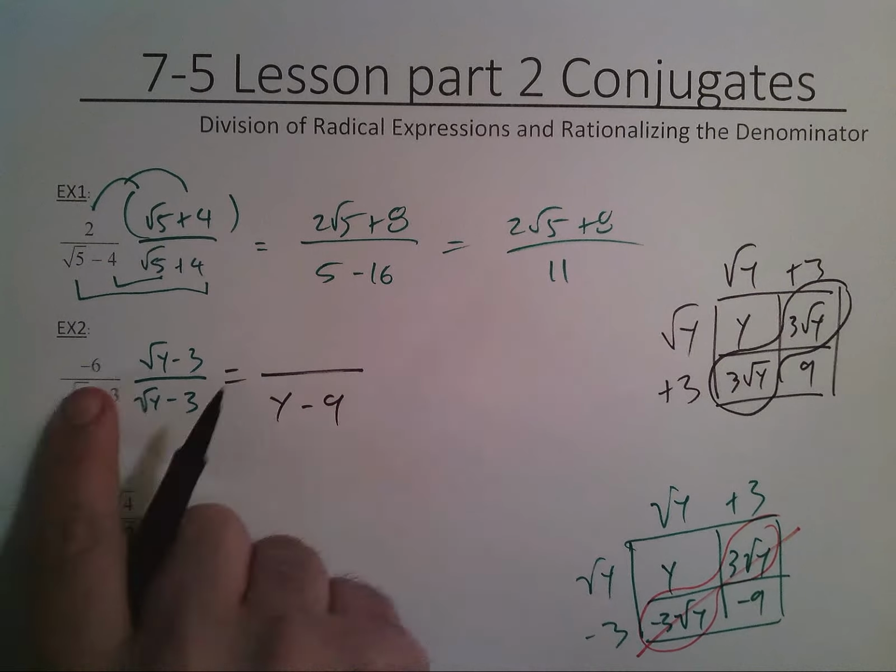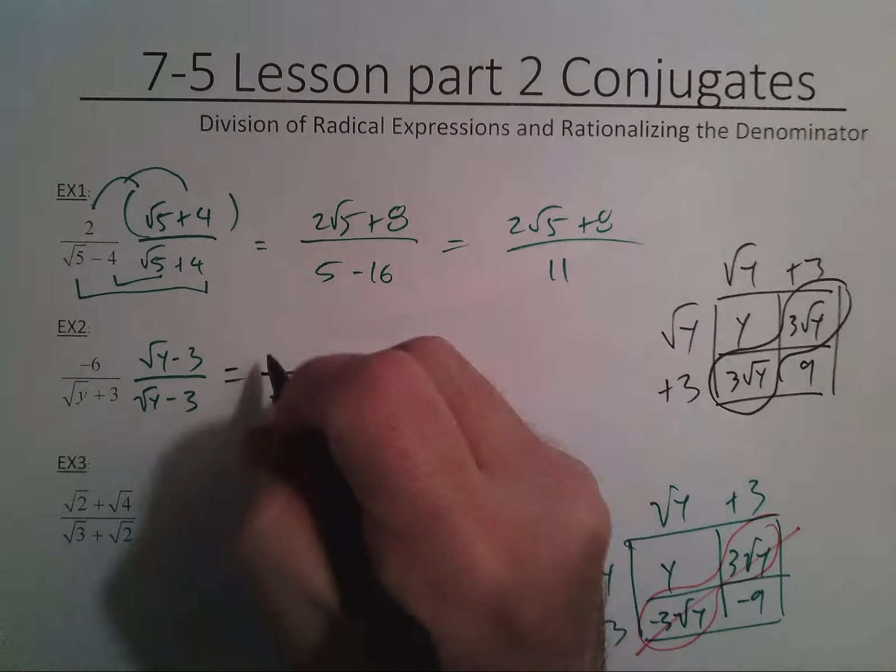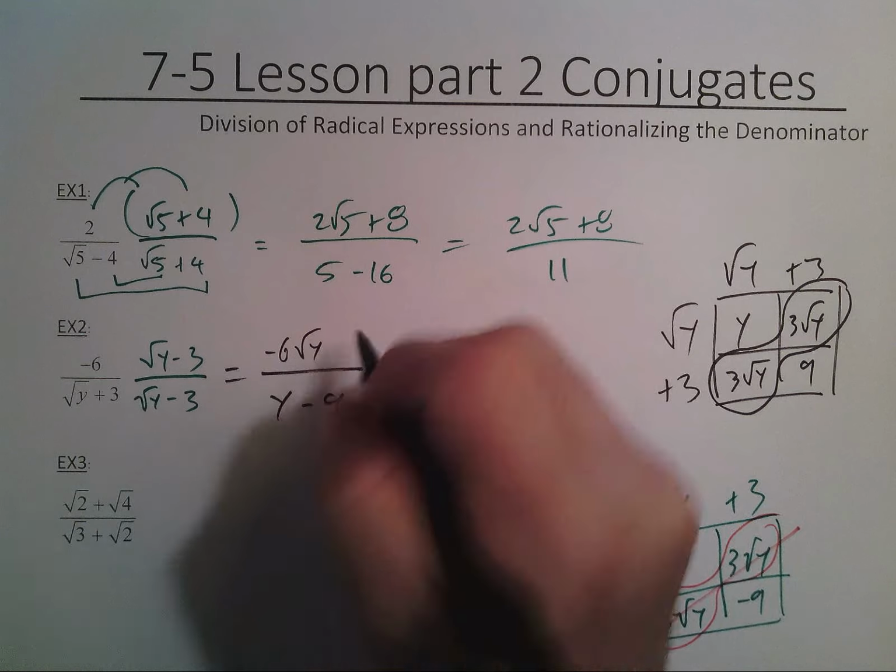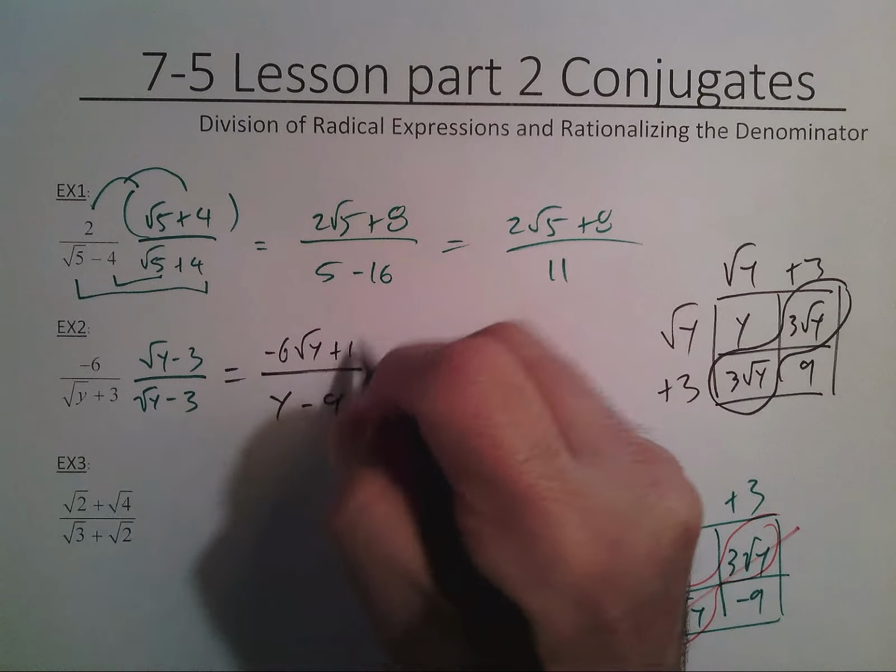And on the top, I have the negative 6 times all that stuff, in other words, negative 6 root y, negative 6 times negative 3 is plus 18.